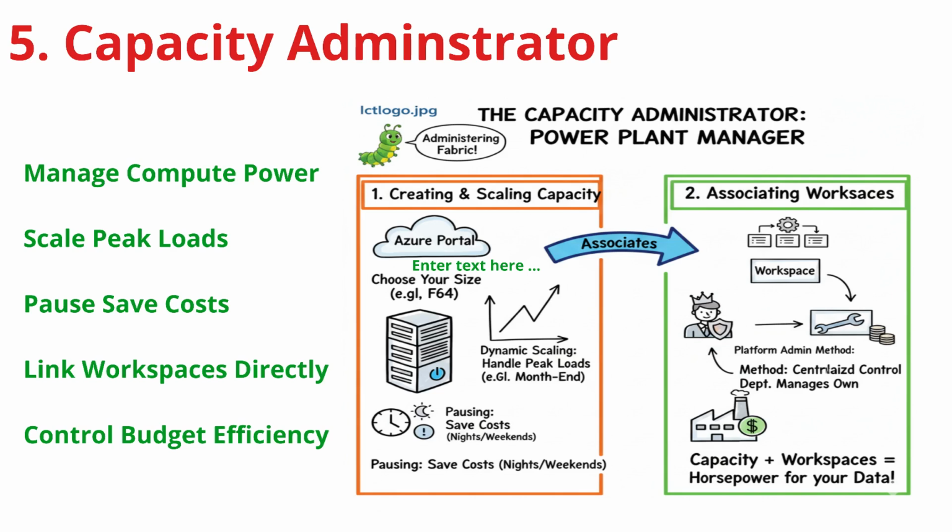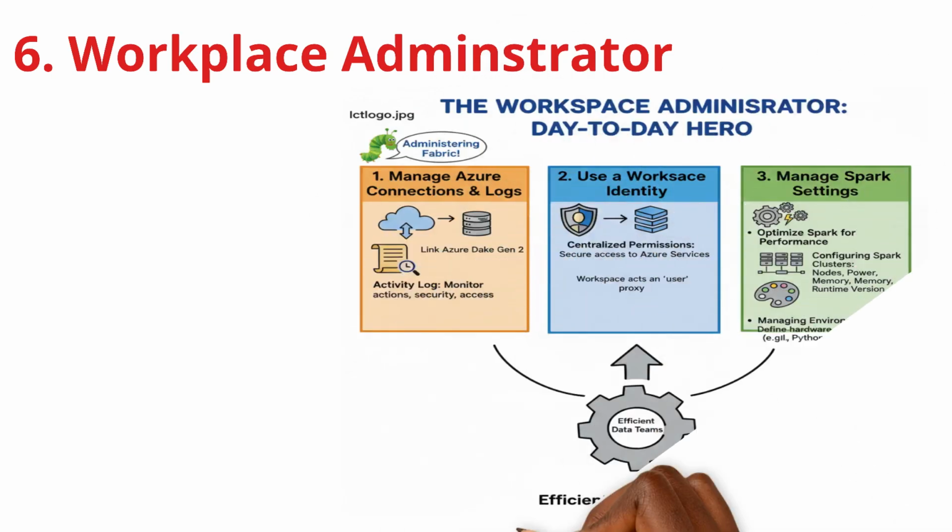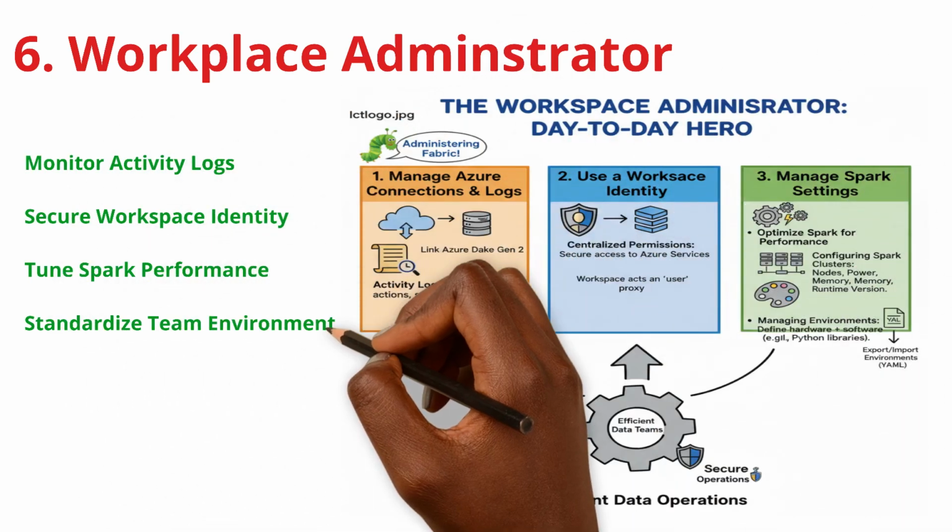But horsepower is useless unless it's connected to the work. Capacity administrators act as the link between the engine and the workspaces. In a centralized model, a platform admin can reassign any workspace to ensure it has enough juice. In a decentralized, self-service model, departments can manage their own costs by linking their workspaces to their own dedicated capacities. By effectively managing this link, the capacity administrator ensures that data teams have the speed they need while the business keeps costs under control.